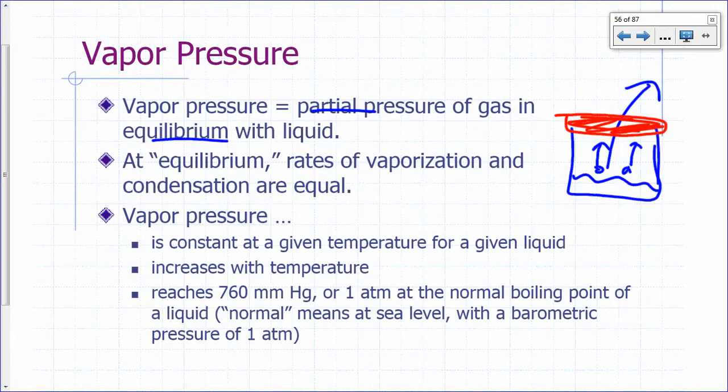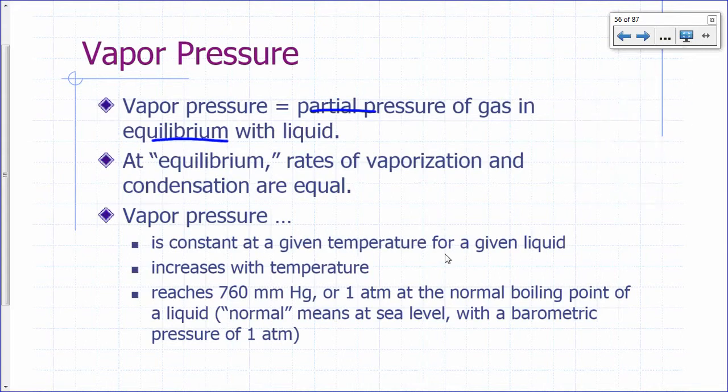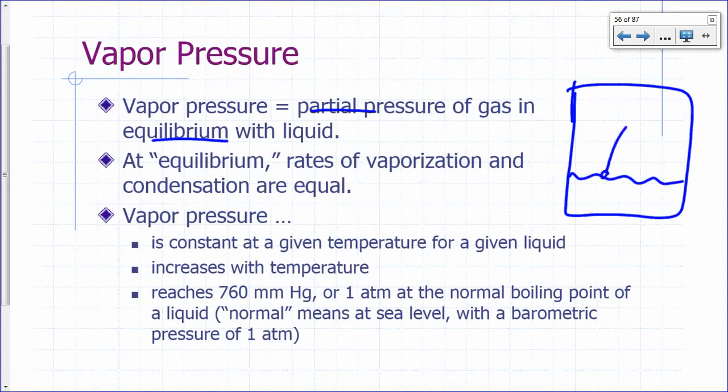But eventually, if you monitor the pressure of this, let me make a better sketch here. So I have a sealed container where I have a liquid. Eventually the rate at which your molecules leave the liquid will be equal to the rate at which the molecules go back to the liquid. So eventually the gas in here is going to have a constant pressure as long as the temperature remains constant. So at a given temperature, the gas and the liquid are at equilibrium.